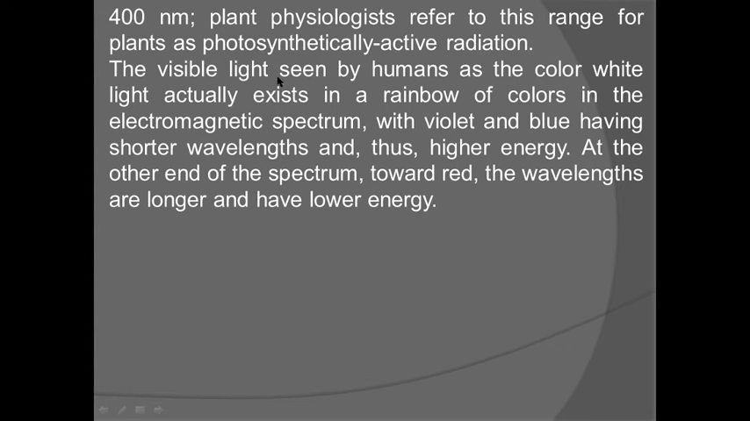The visible light seen by humans as the color white light actually exists in a rainbow of colors in the electromagnetic spectrum, with violet and blue having shorter wavelengths, and thus they carry higher energy. At the other end of the spectrum, towards the red, the wavelengths are longer and have lower energy.